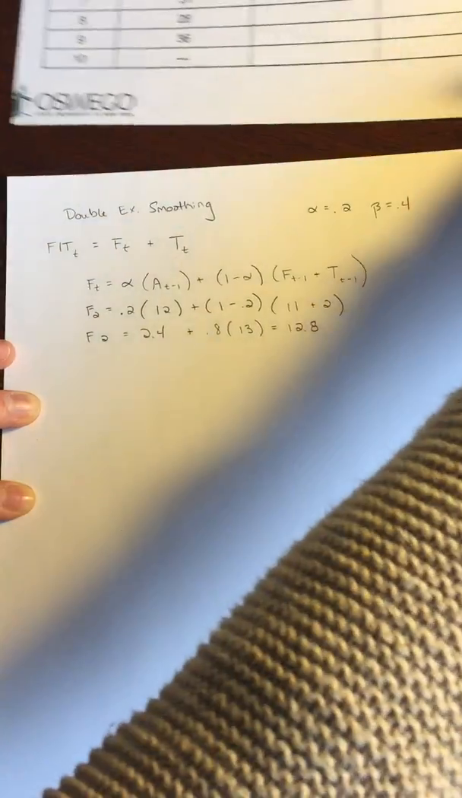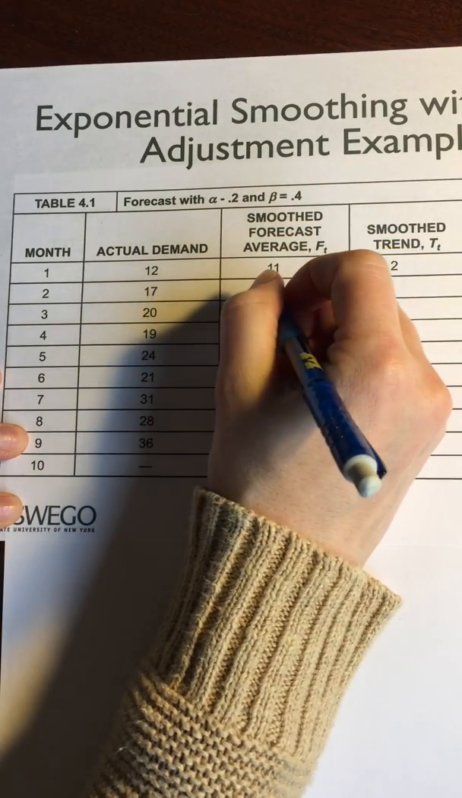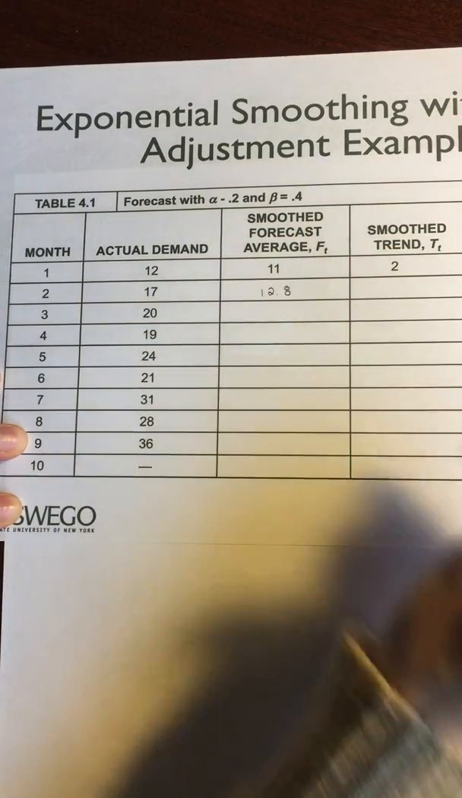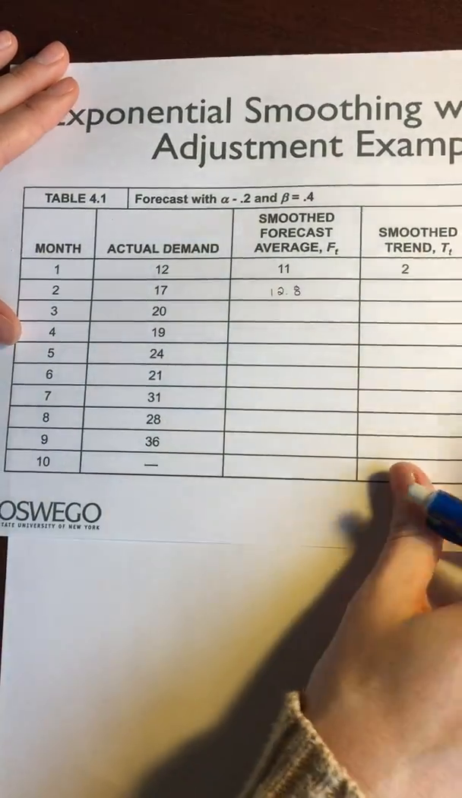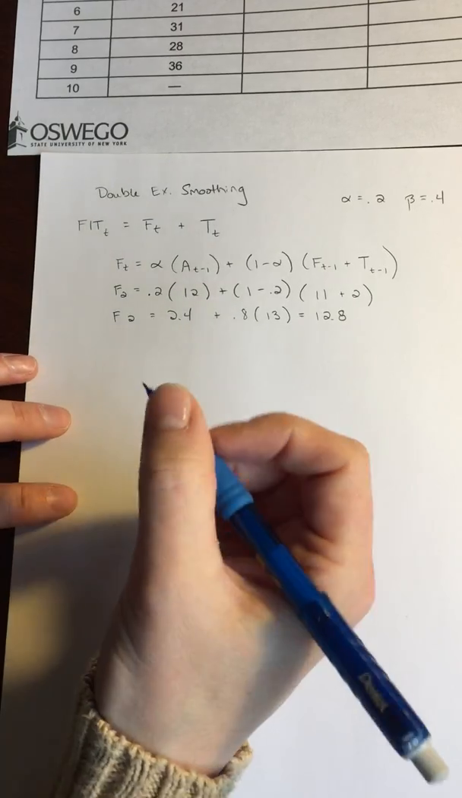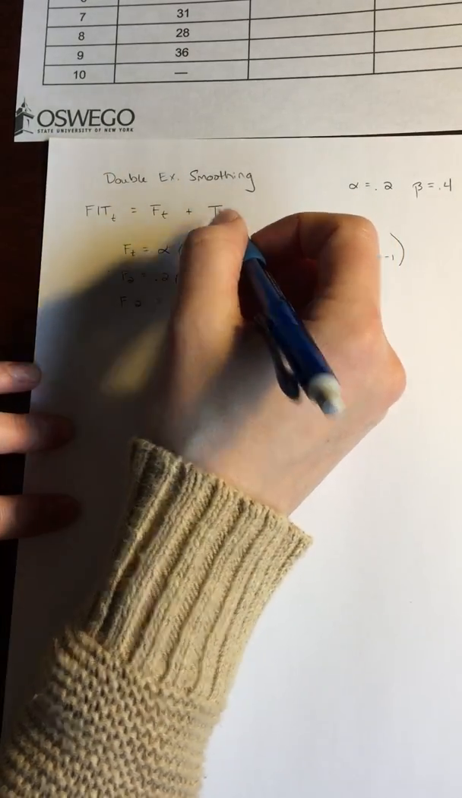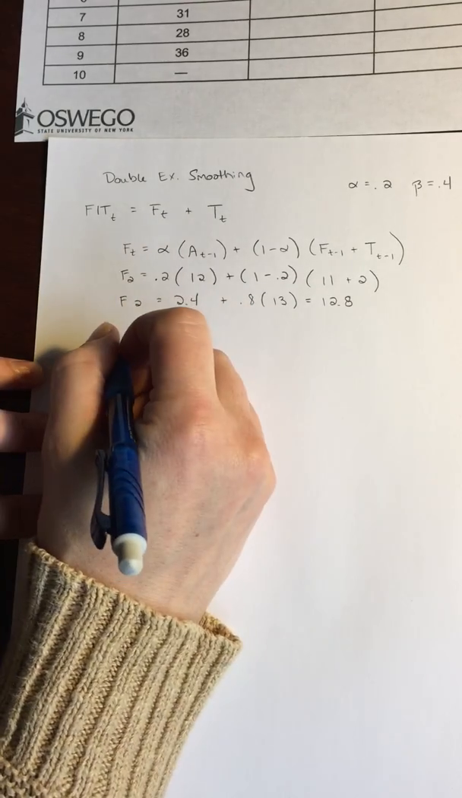Okay, so this would be the value that we would put in here for month 2. Our smooth forecast is going to be 12.8. Okay, but we're not done yet because we have to figure out what the smoothing formula is for the trend, because we believe that a trend is at play here. So to get this exponentially smooth trend, we want to use the formula.